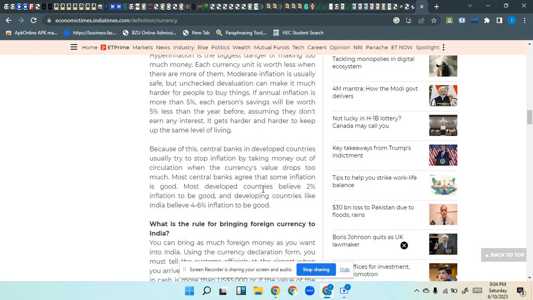Most central banks agree that some inflation is good. Most developed countries believe 2% inflation is good, and developing countries like India believe 4 to 6% inflation is good.